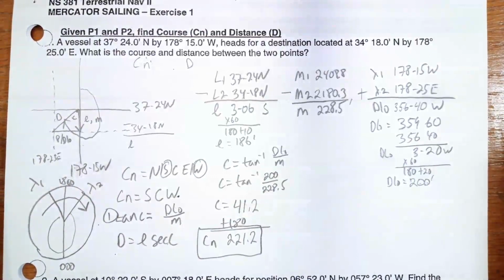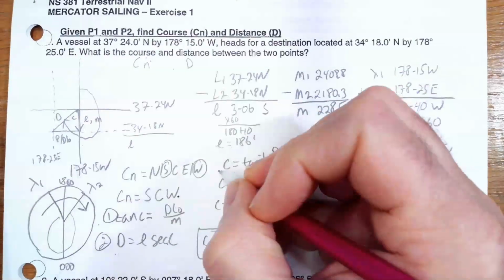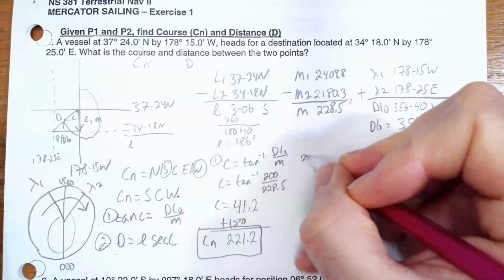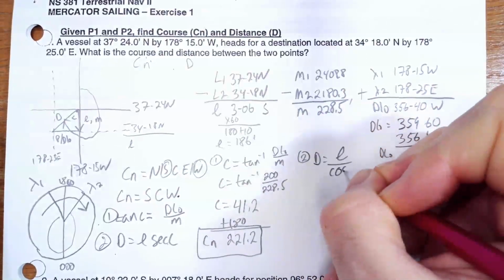Okay, great. So what's the next formula I'm going to do? I'm going to do this one next. Now, I don't like that secant, so I'm going to convert this to D equals L over cosine C, okay? So here we go. That was formula 1. Now we're going to do formula 2. D equals L over cosine C.